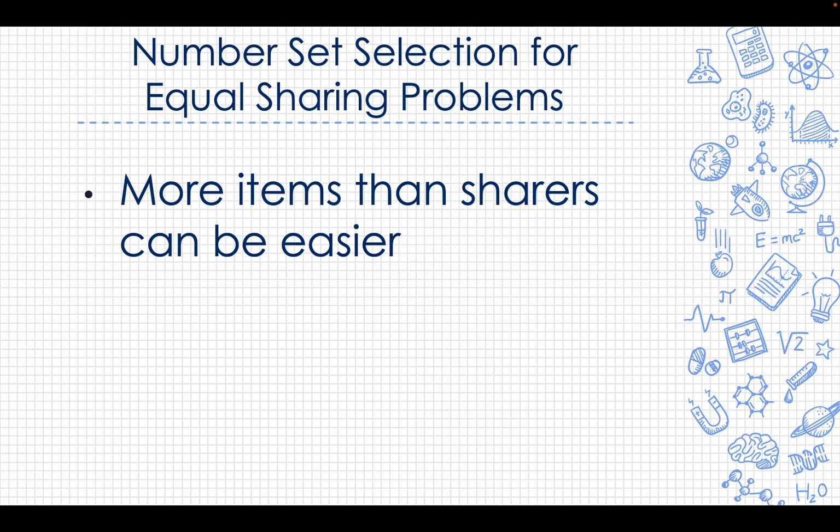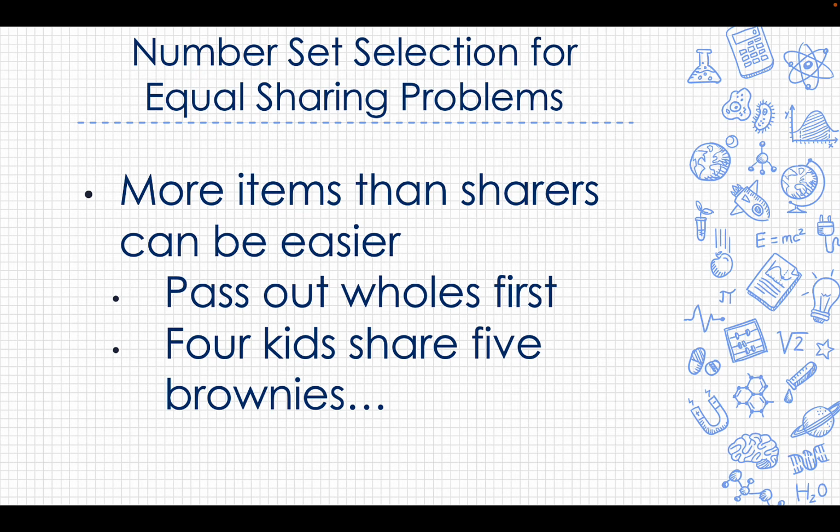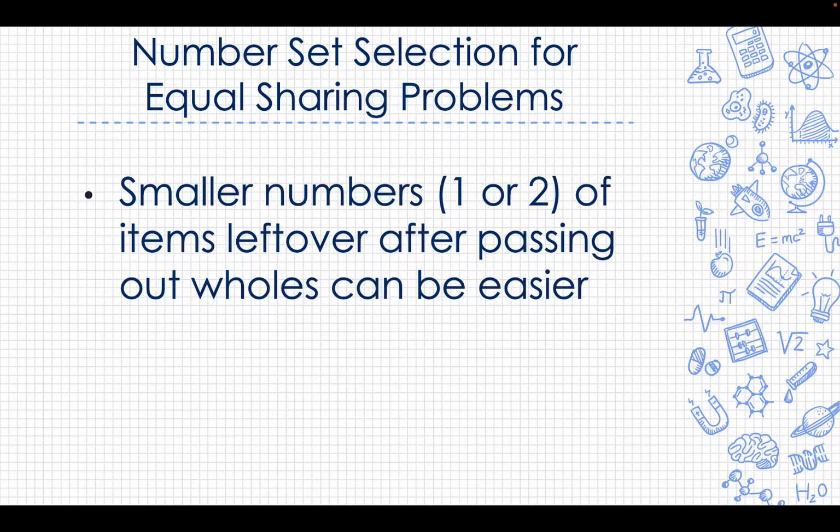So remember, when we're developing partitive division or fair sharing, equal sharing problems, we want to have more items than shares to make the problems easier. For example, if 5 kids are sharing 25 blocks, that's going to be easier for young people to engage in initially. Then they'll be able to pass out the wholes first. And if we have 4 kids sharing 5 brownies, then they only need to have that productive struggle with what to do with that last brownie.